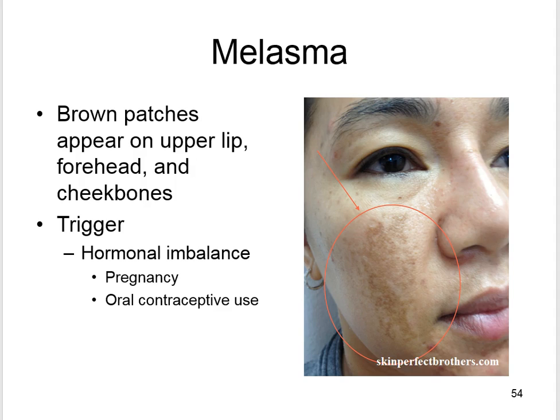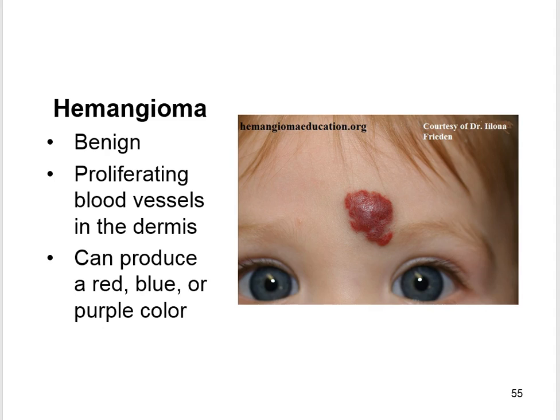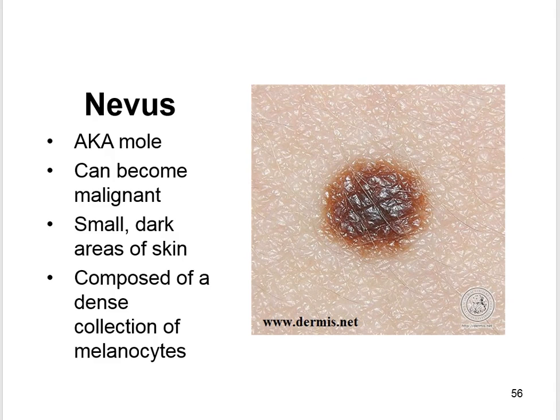Melasma, brown patches that appear on the upper lip, forehead, and cheekbones. Trigger, hormonal imbalance could be caused by pregnancy or oral contraceptive use. One or more layers of the skin may be affected. Hemangioma, this is benign, proliferating blood vessels in the dermis and can produce a red, blue, or purple color. Nevus is also known as a mole. It can become malignant. You have small, dark areas of the skin and composed of dense collection of melanocytes.